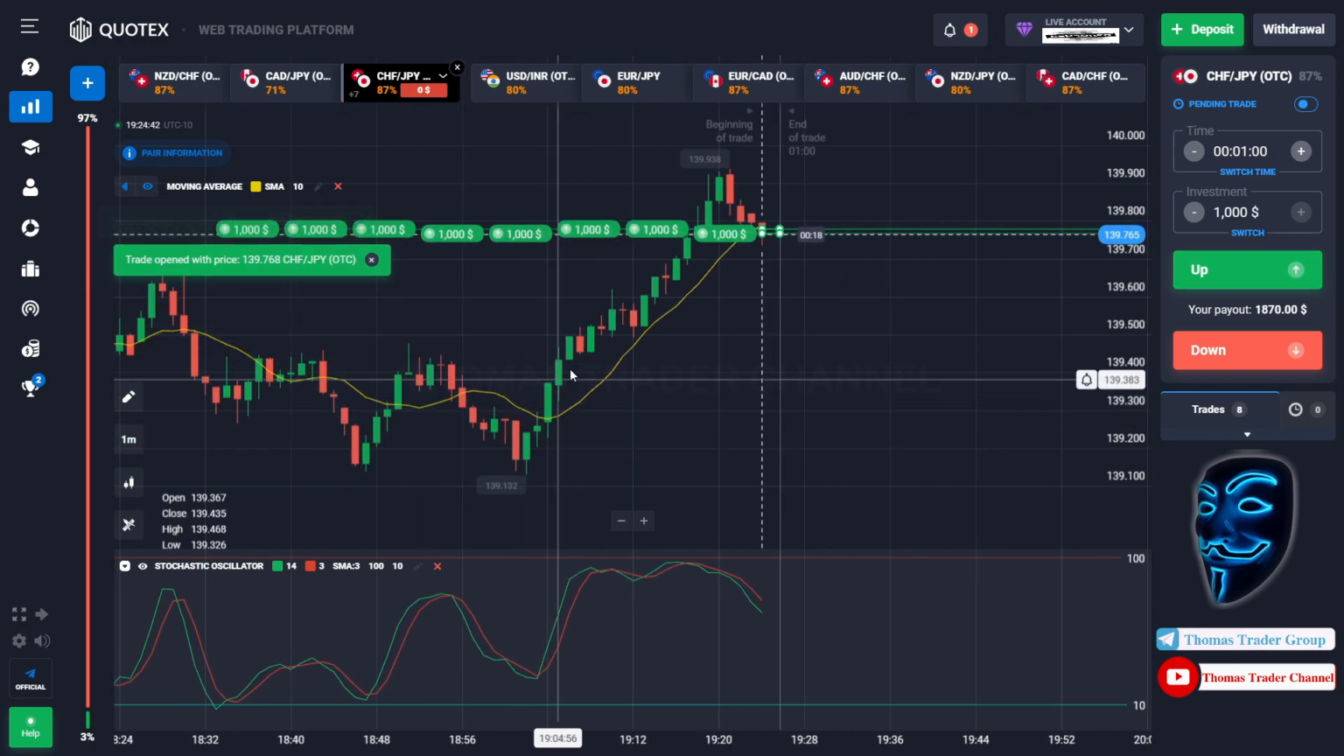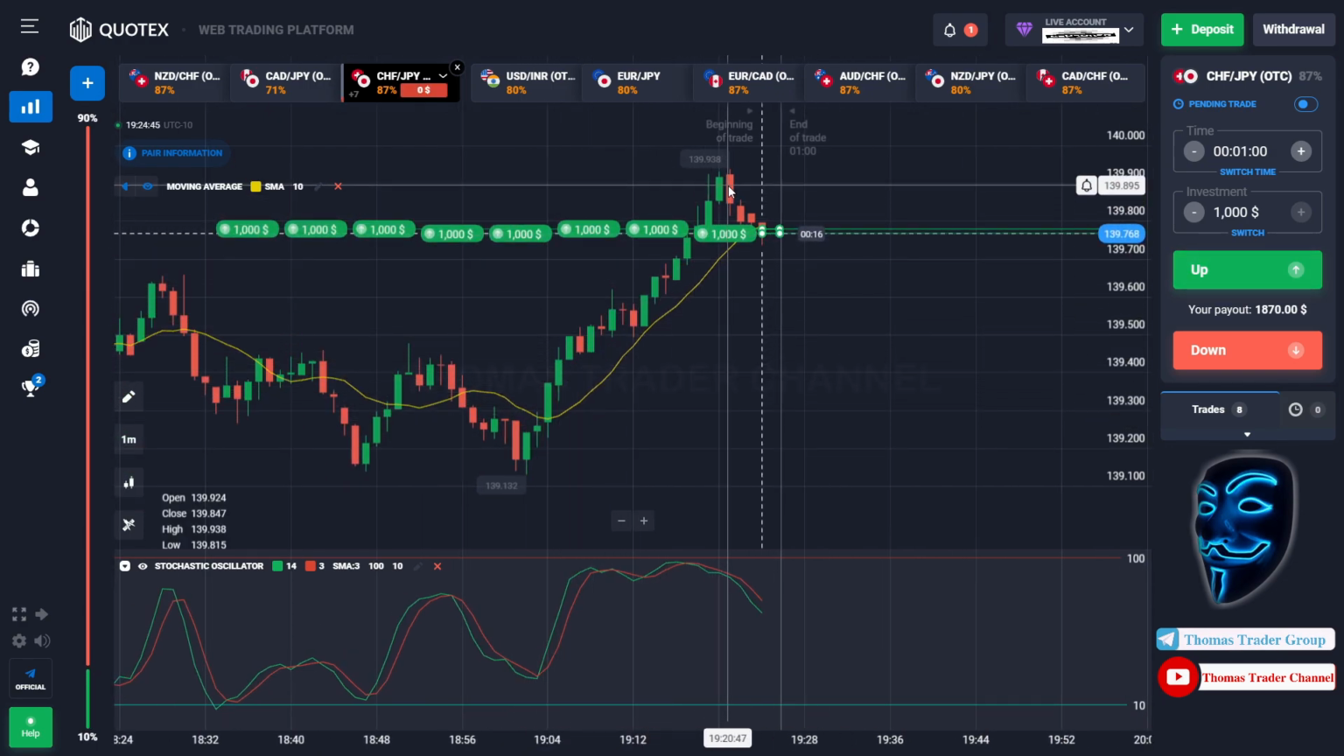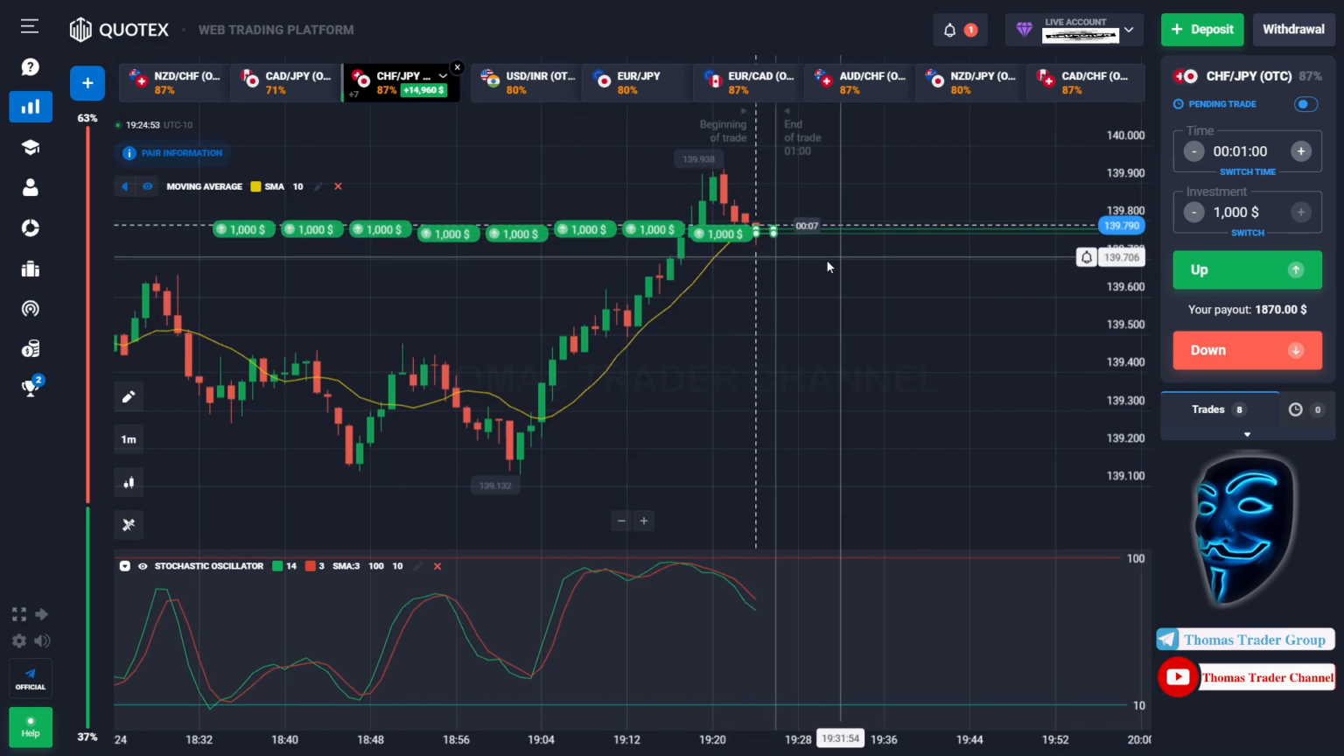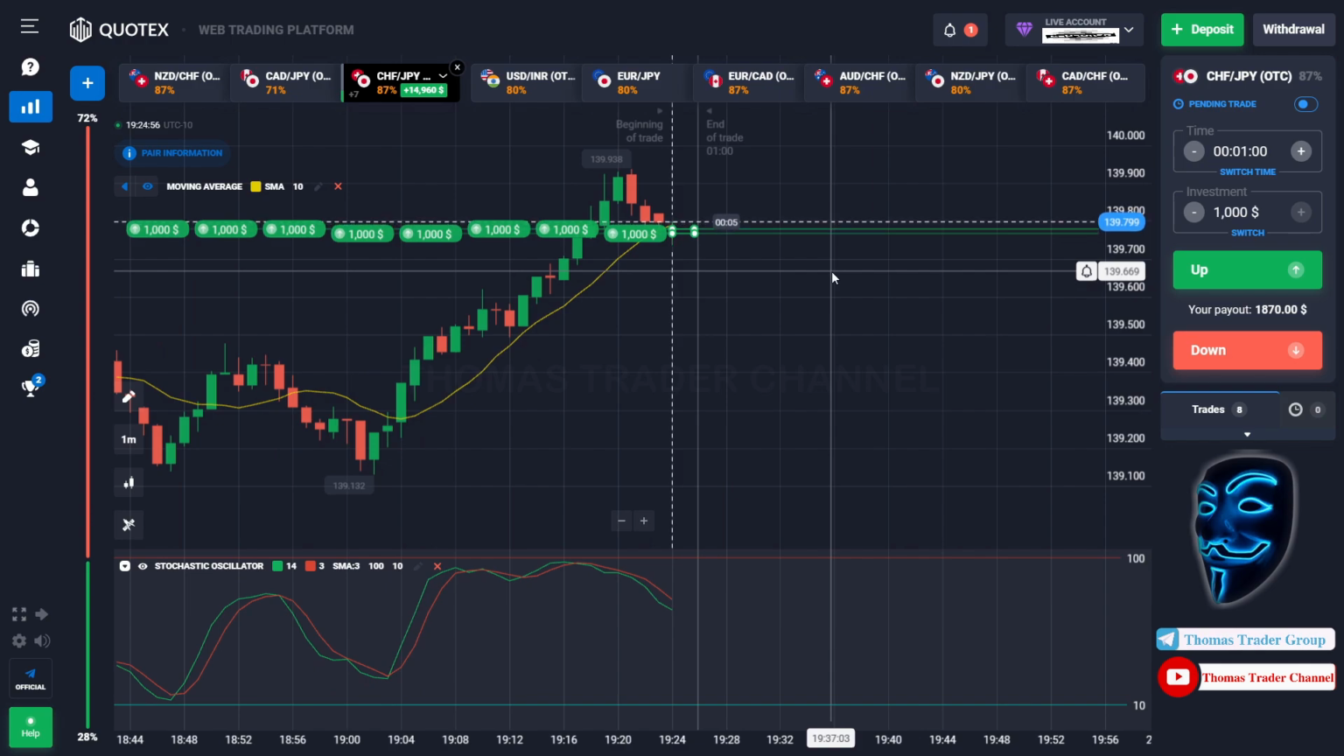As you can see, the market is going bullish, and the market has already touched the moving average line. When the market touches the moving average line, it will make a rebound, and it will continue the bullish trend. Let's prove it, and let's wait till the end of our trade.